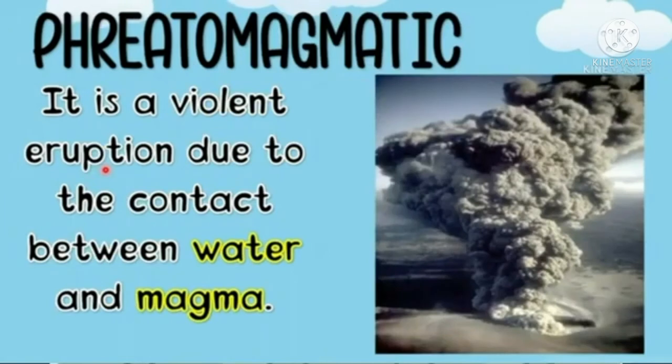Next, we have phreatomagmatic. It is a violent eruption due to the contact between water and magma. Unlike phreatic that happens because hot rocks come in contact with water, phreatomagmatic eruption happens if there is an interaction between water and magma, resulting in a violent fine ash eruption.